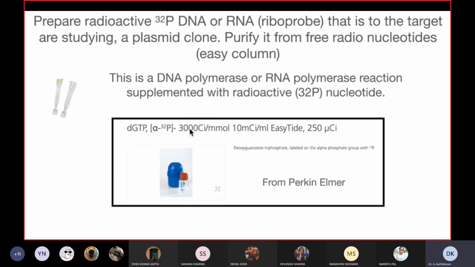And they tell you how hot it is. This is 3,000 curies per millimole. The concentration is 10 millicuries per mil, and they give you 250 microcuries of it. You buy this straight from PerkinElmer, or a lot of places sell it. So you now have a smoking hot riboprobe that's labeled with P32, or a DNA probe.